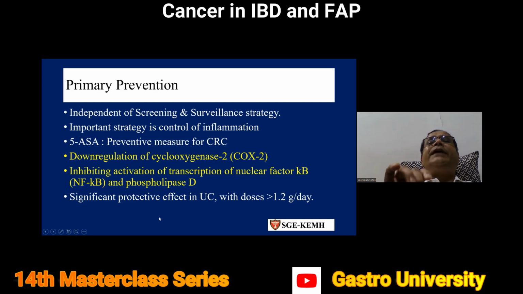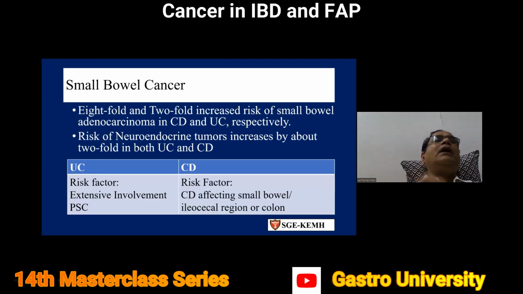What it does is it downregulates cyclooxygenase 2. It inhibits the activation of transcription of nuclear factor kappa B and phospholipase D. And it is believed that in doses more than 1.2 gram per day, it offers a significant protective effect in patients with ulcerative colitis. Now we come to small bowel malignancies.